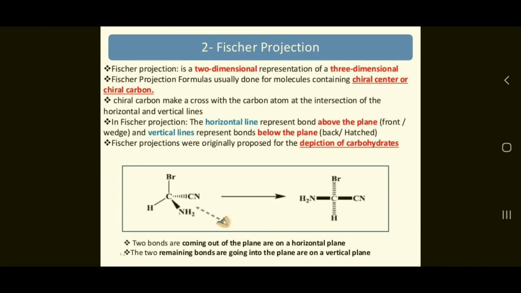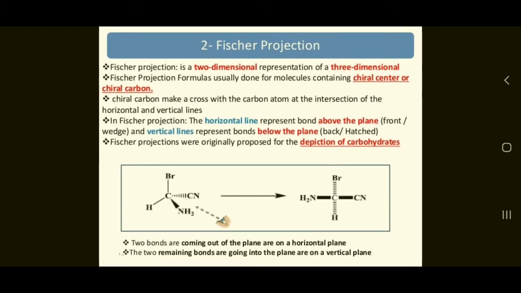The main carbon chain is written vertically, with C1 at the top. The Br atom is written on the upper side of the vertical line, and the other groups, the cyanide and the NH2 group, are written on the lower side. The other two atoms or groups are written at the two ends of the horizontal line. It is a Fischer projection formula.